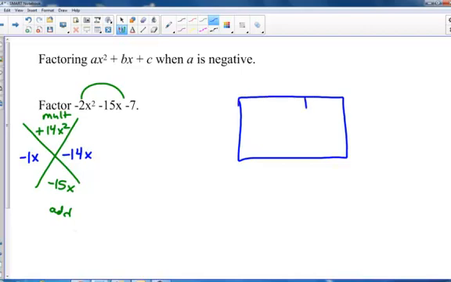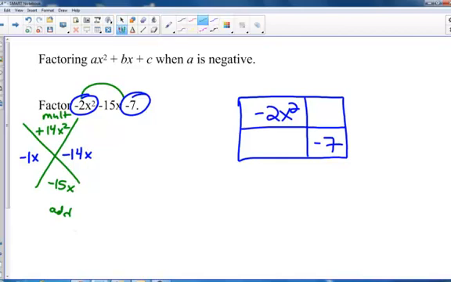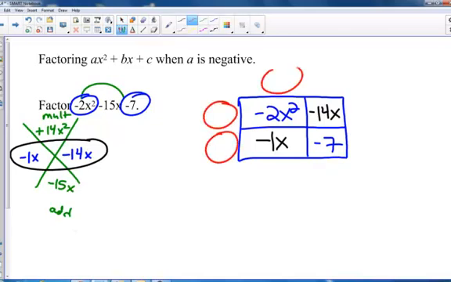Now I'm going to make my box. My negative 2x squared and my negative 7 go in the opposite corners. This goes in the other two corners. It does not matter which is which. You will get the same answer no matter what. Now we need to figure out what all of these numbers need to be. So if this is negative 2x squared, this is probably going to have to be the 2x for sure, and this is going to have to be an x.